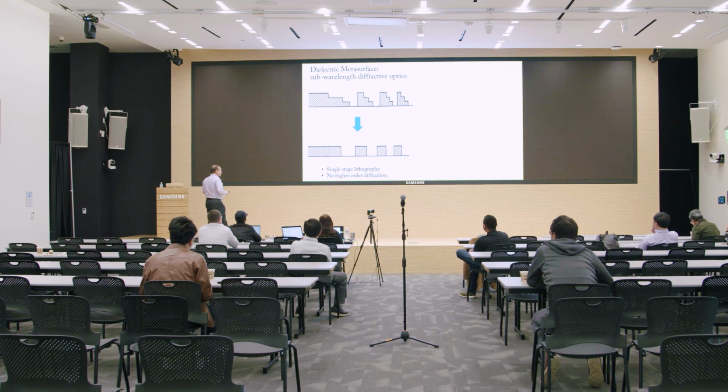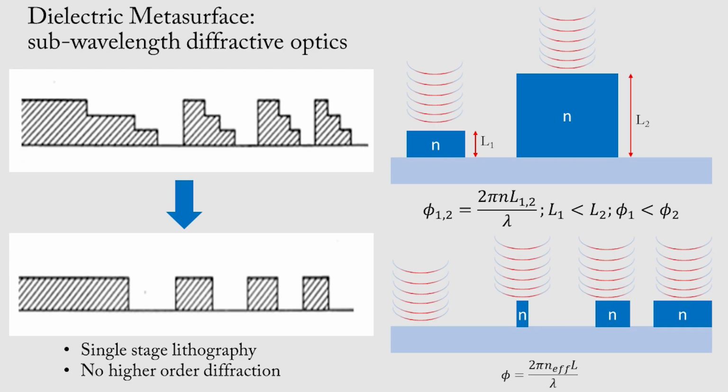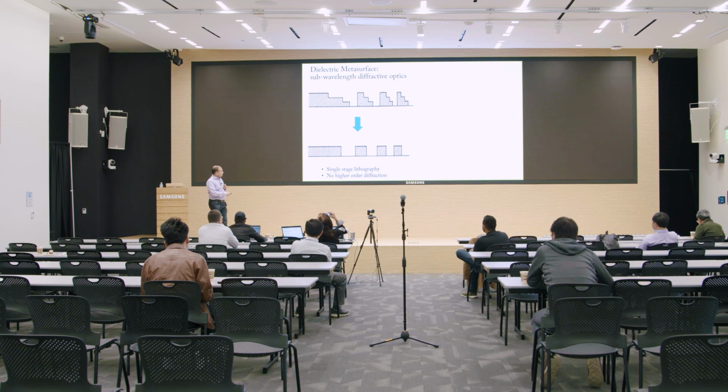And secondly, just by changing the lateral geometry of the scatterer, you can give any phase between 0 to 2 pi. You don't have to change the thickness. So you can fabricate that with only a single stage lithography. Okay? So let me explain why it actually happens, why we don't need to use different thickness.